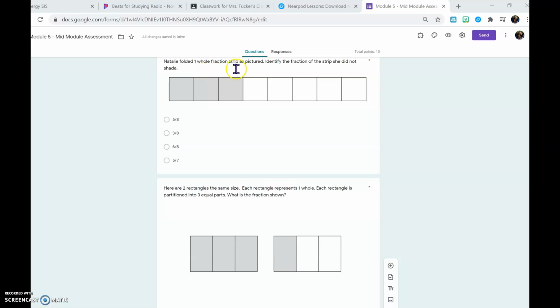Natalie folded one whole fraction strip as pictured. Identify the fraction of the strip she did not shade. So now you're telling me the fraction that she did not shade.